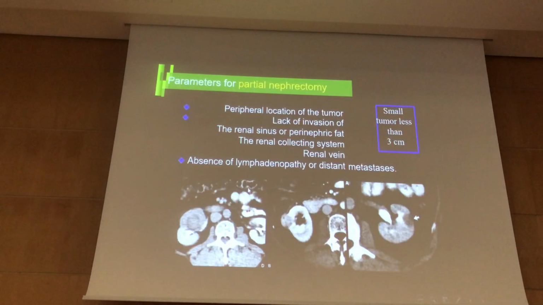Okay, so now if I was to show you another one, this is stage 1, still limited by the capsule, hasn't gone into the perinephric fat. Another one here. So these can be excised. So if it is limited in stage 1, you can have partial nephrectomy. So you can treat the patient with partial nephrectomy.